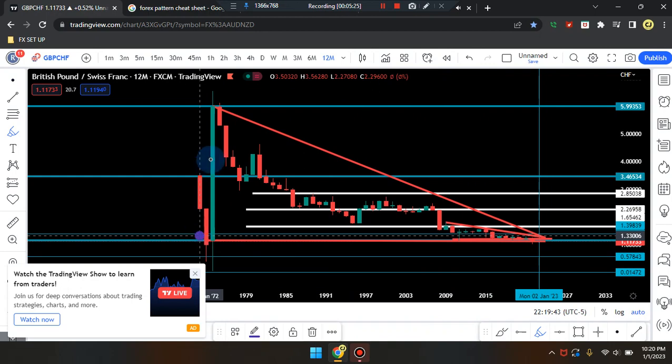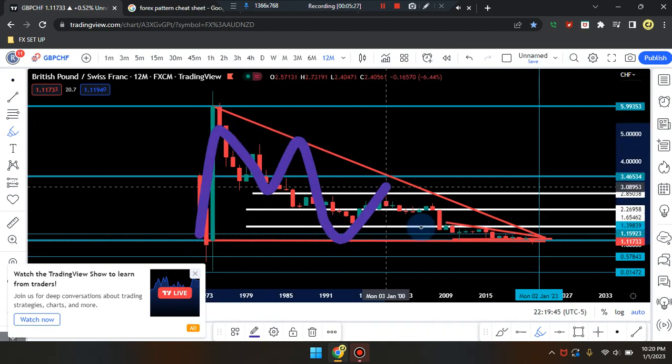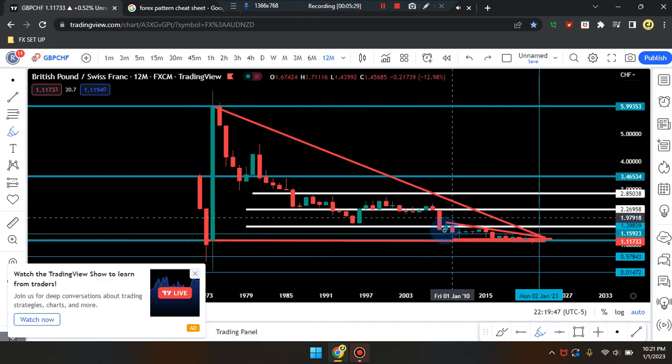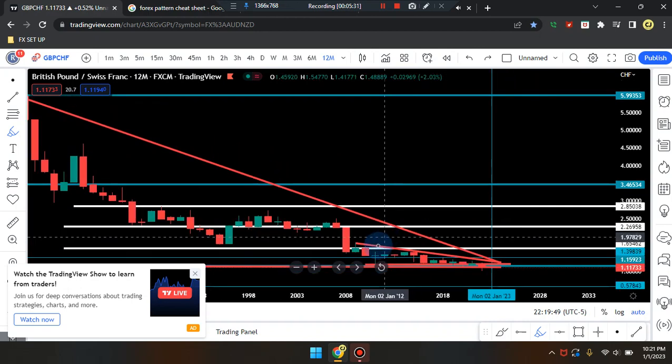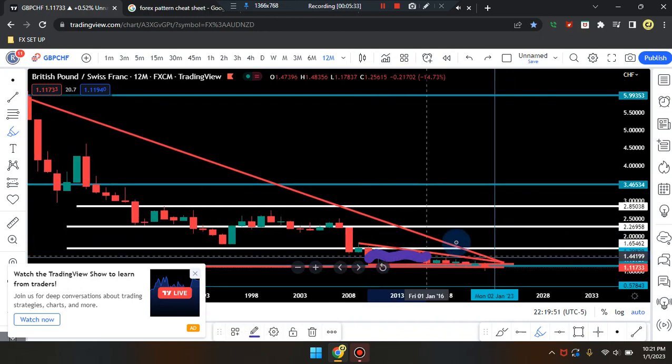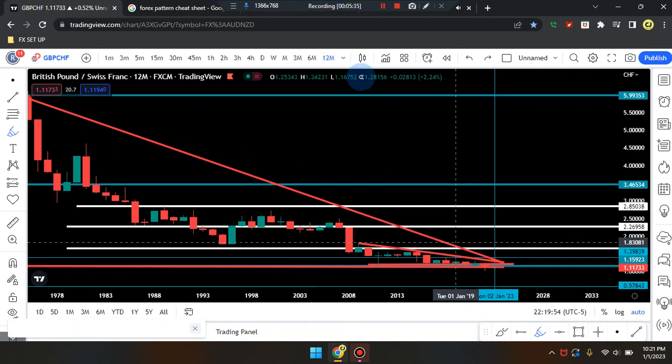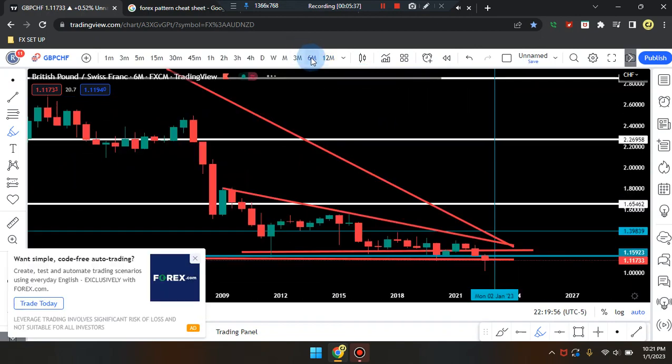We have an overall wedge pattern that the market is bouncing up and down in, and the market has entered a very tight, small wedge pattern at that bottom. So a lot of patterns in here. Headed down to the 6-month time frame.